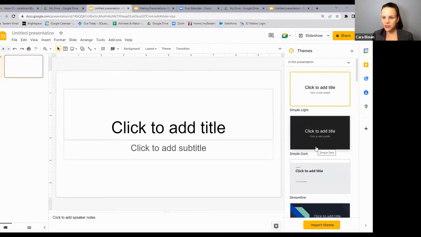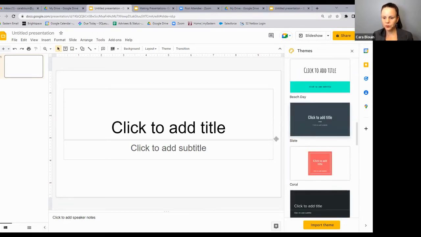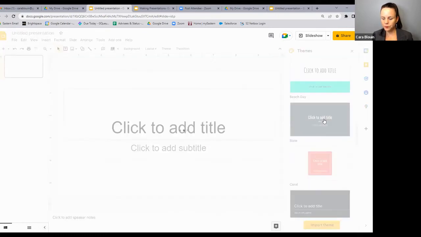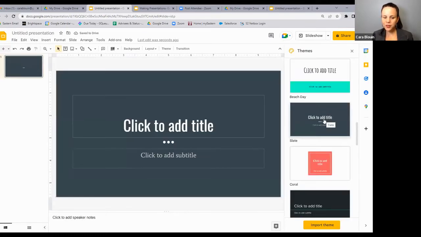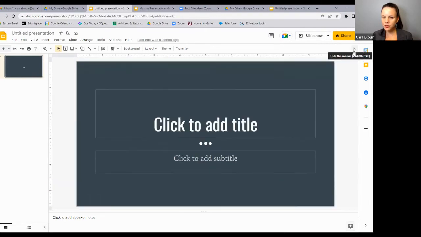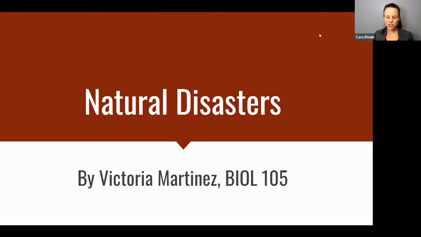On the right, you'll see selections of different themes, different colors and styles that you can use for the presentation. My advice is to use a simple theme, like this one. When you click on the theme, it will automatically change all the slides in your presentation to match that theme. You can click the X in the upper right to close out the choices once you have the theme you want. I chose this theme for my presentation about natural disasters.